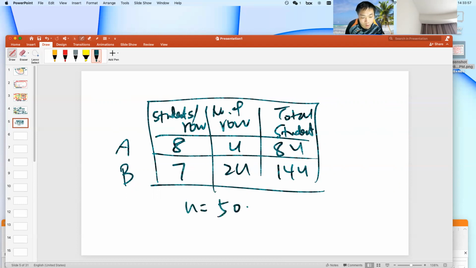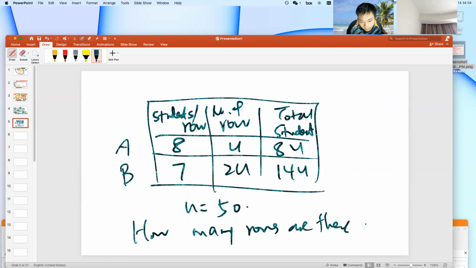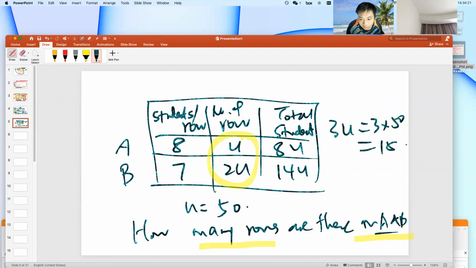Let's say I don't know what the question is asking, but let's say the question asks how many rows are there in A and B. So I read the question. The question is asking for how many rows are there in A and B, right? Basically, I will circle these two. These two is 3U. So 3U is 3 times 50. So the answer is 150.